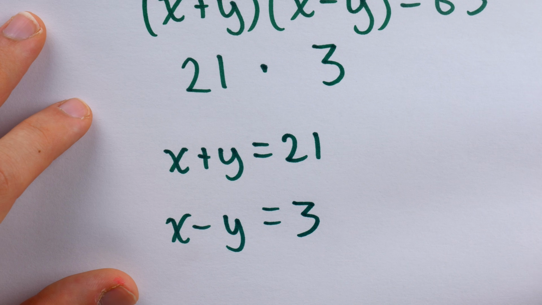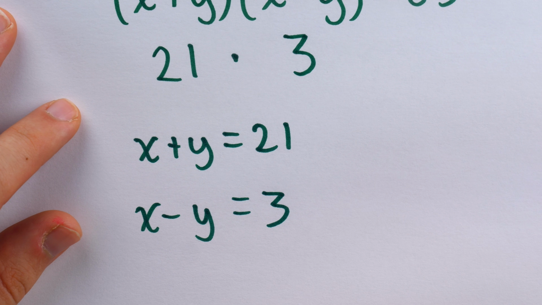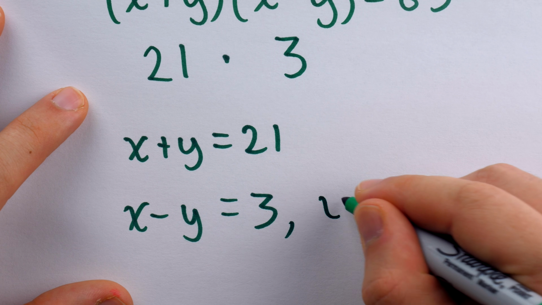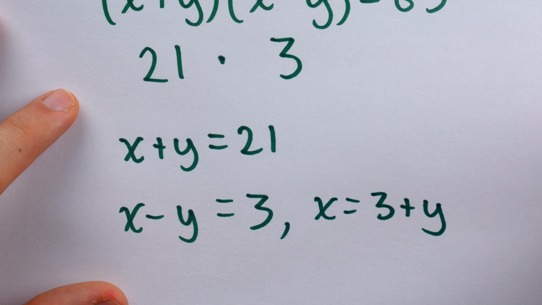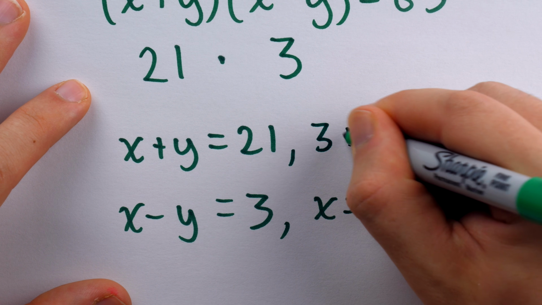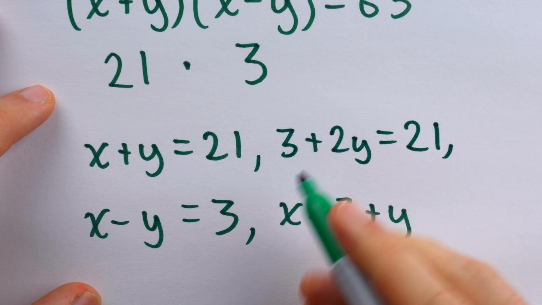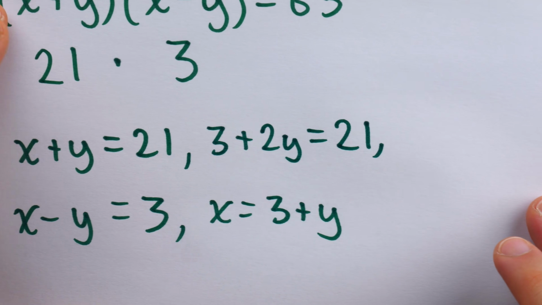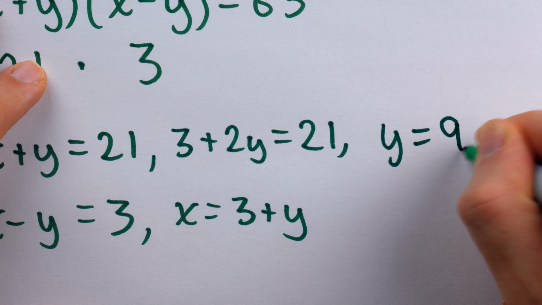Solving all of these will be pretty similar, so we'll take this second equation to find that x is equal to 3 plus y, and then we can plug that into the top equation, giving us that 3 plus 2y is equal to 21. If 3 plus 2y is equal to 21, well, we can subtract 3 from both sides and get that 2y is equal to 18, and so y is equal to 9.